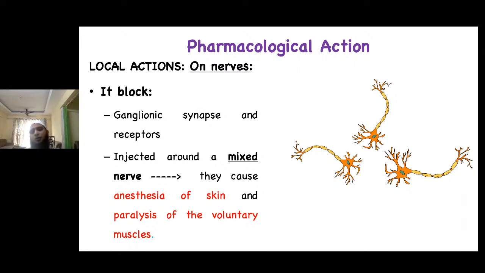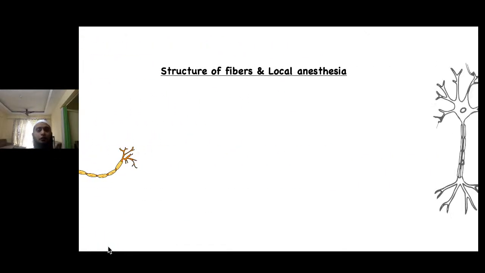It blocks your sensory nerve endings. It also blocks the neuromuscular junction. It blocks the ganglionic synapse and the receptor. Whereas injection around the mixed nerve, which consists of both sensory and motor nerves, causes anesthesia of the skin and paralysis of the voluntary muscle. So this is the action of local anesthetic on peripheral nerve.